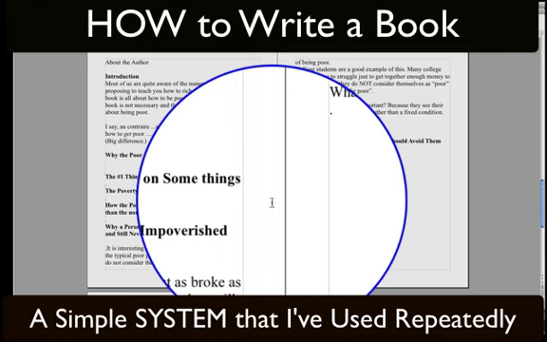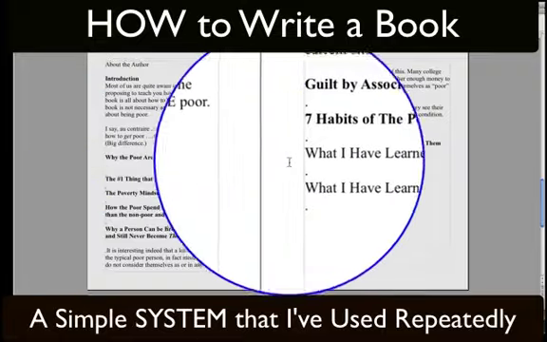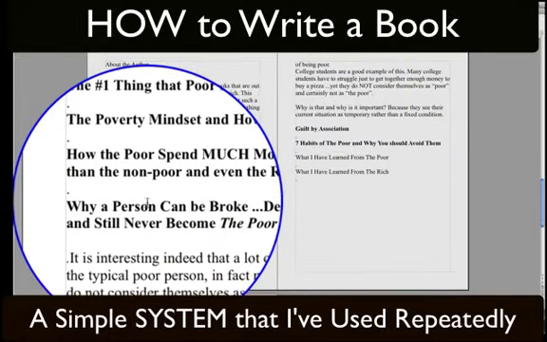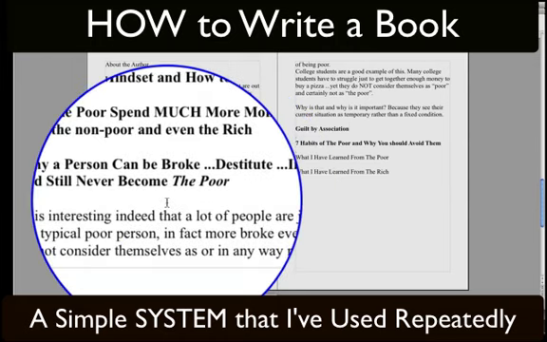Who says your children are going to be poor? And I'll tell you who says your children are going to be poor. You're saying that. You have this poverty mindset, and you have become the poor. It's not just that you are poor, but you have become the poor, and there's a big difference. And that's why one of my chapters is going to be why a person can be broke, destitute, impoverished, and still never become the poor.